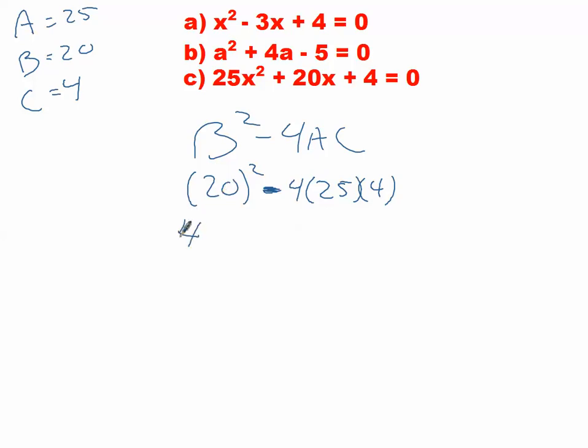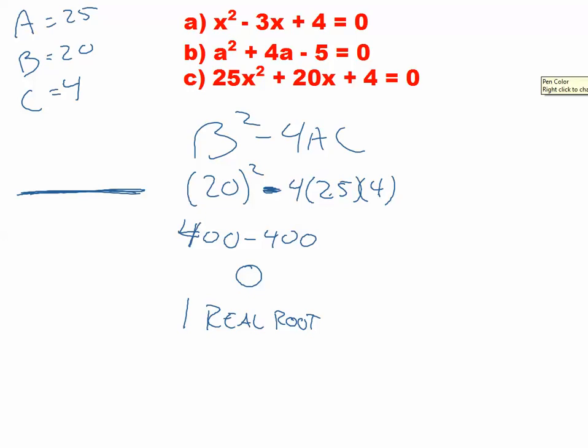400. So 400 minus, what's 4 times 25 times 4? 400 minus 400 is 0. How many real roots does this have? 1. This has 1 real root. And where is the vertex in terms of the x-axis? The vertex, in order to have 1 real root, the vertex must be on the axis. And that's it. That's all we're doing with the discriminant today. Yay!